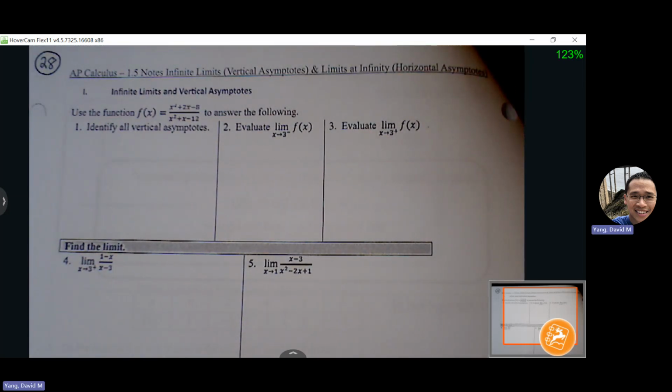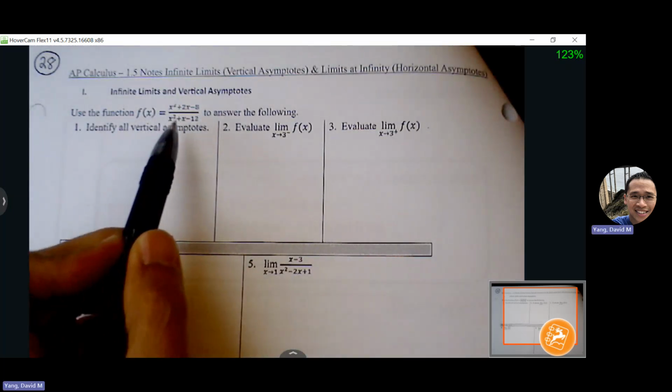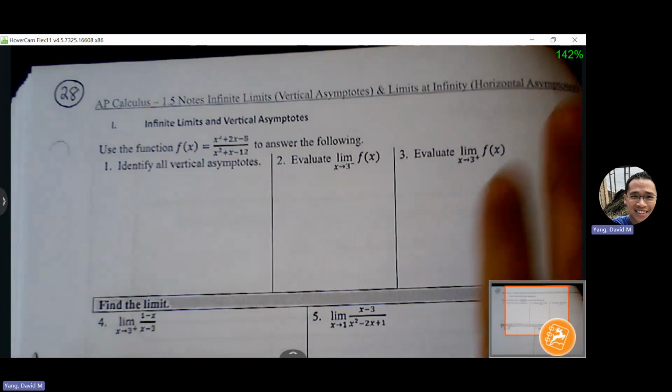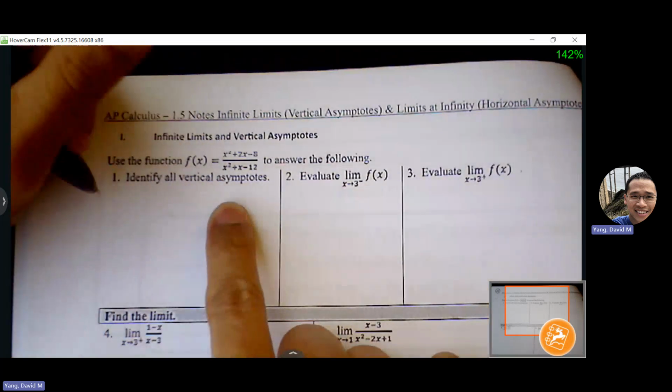Okay, infinite limits and vertical asymptotes. We're going to focus on vertical asymptotes here. Use the function to answer the following. Identify all vertical asymptotes. So we have a rational function. Let's factor everything. And then we know that vertical asymptote will come from your denominator, right? Basically, any leftover factors in the denominator will be your candidate for vertical asymptote. So let's factor everything here.